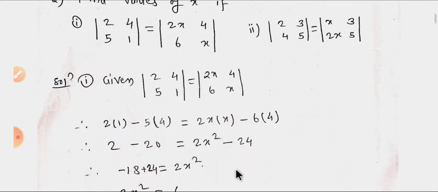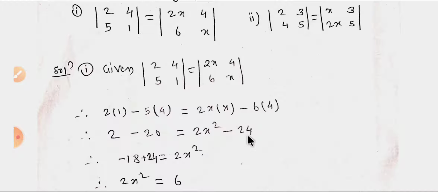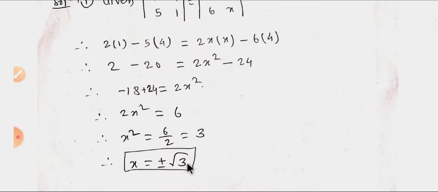Therefore 2 minus 20 is minus 18, and this minus 24 comes to the left-hand side as plus 24, equal to 2x square. So 2x square equals 24 minus 18, which is 6, or x square equals 6 by 2, that is 3. Therefore x equals plus or minus root 3.